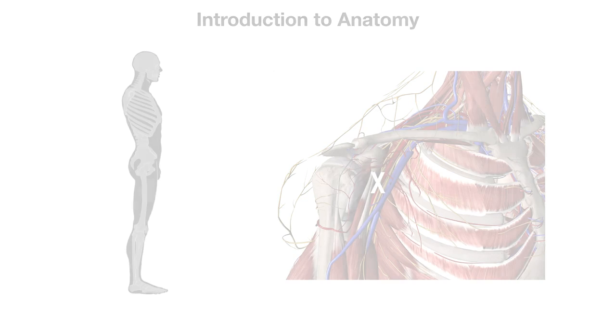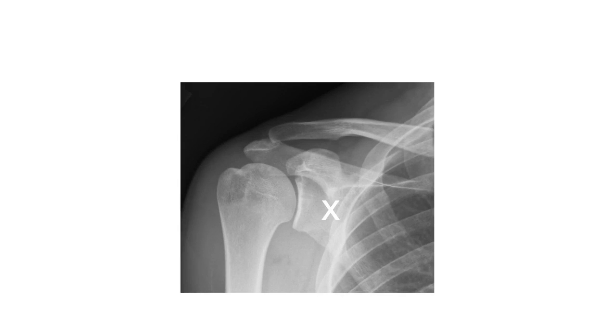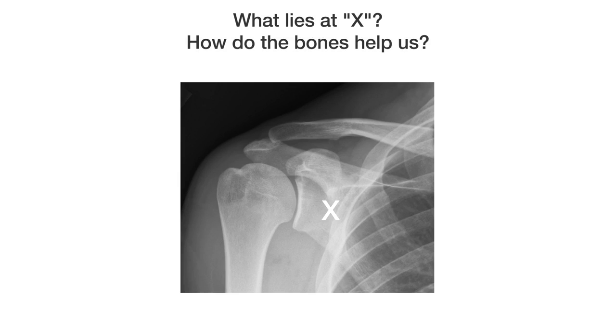So put in a more simple way, we're asking you to learn how to see and feel what you cannot see. This image is an X-ray of the right shoulder. And imagine that you have a patient who has a knife wound or a bullet at the site marked X. The question is, is this a dangerous position or is this a less dangerous or benign position? So we ask ourselves, what lies at X? And how do the bones help us figure that out?